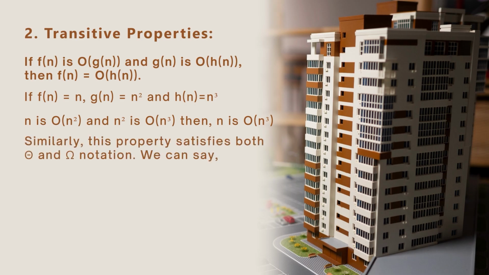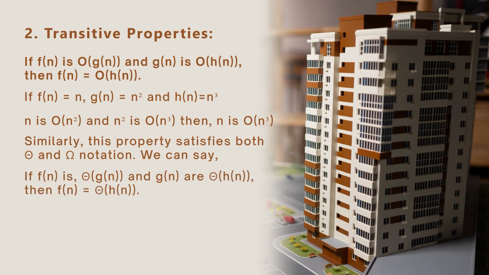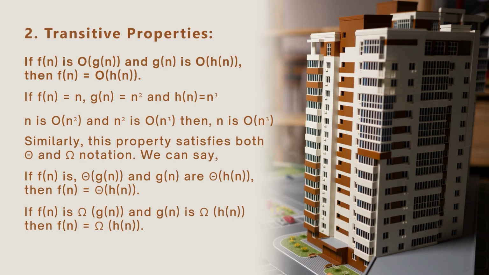But similarly, this property is satisfied by theta and omega notation also. Okay. So, f(n) equal to theta of g(n) and g(n) equal to theta of h(n), then f(n) equal to theta of h(n). Obviously, for omega also, f(n) equal to omega of g(n) and g(n) equal to omega of h(n), then you can directly say f(n) equal to omega of h(n).